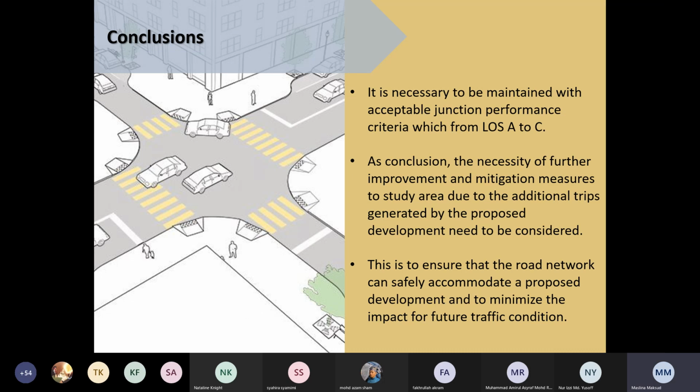So the level of service produced from the development is necessary to maintain with acceptable junction performance, usually LOS A to C. So as the conclusion for the TIA, the necessity for further improvement and mitigation measures to the study area will be due to the additional traffic generated by the proposed development, and it will need to be considered, especially with the junction performance criteria of LOS D to F. This needs to be considered to ensure that the road network can safely accommodate the proposed development and to minimize the impact on future traffic conditions.